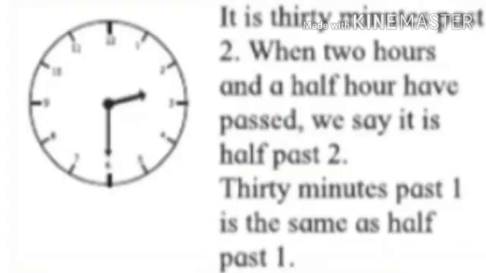Now next. Look at the next picture. What can you see in the clock here? Yes. It is 30 minutes past 2. When 2 hours and a half hour have passed, we say it is half past 2. 30 minutes past 2, or we can say half past 2. 30 minutes past 1 is the same as half past 1.